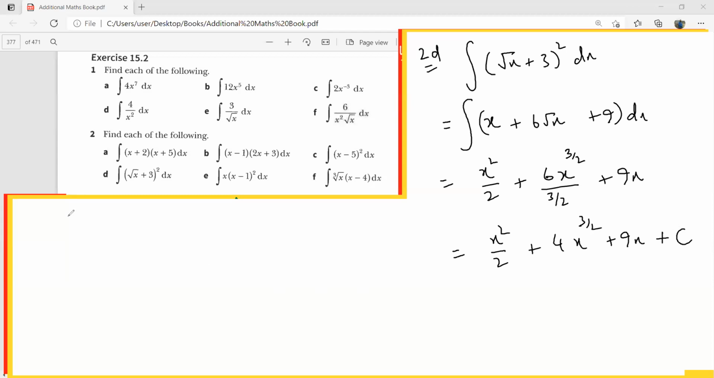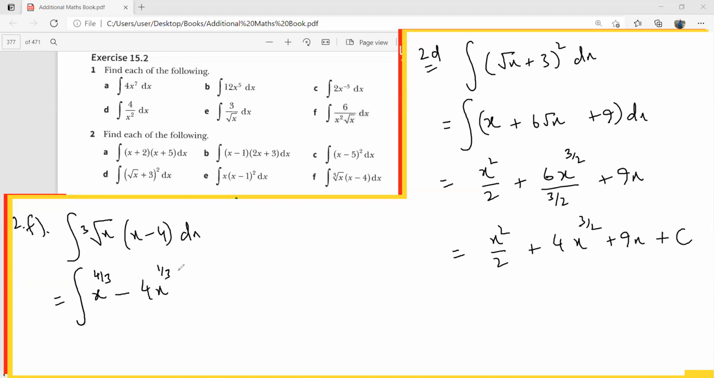Okay, one more part, and then you will be trying these questions yourself. Part F, it says 2 part F here. The cube root of x into x minus 4 dx. Okay, I have to expand this. I'll keep on writing these signs. This is going to be x to the power, cube root of x means x to the power 1 over 3 multiplied by this. That will give me 4 over 3 and minus 4x to the power 1 over 3.